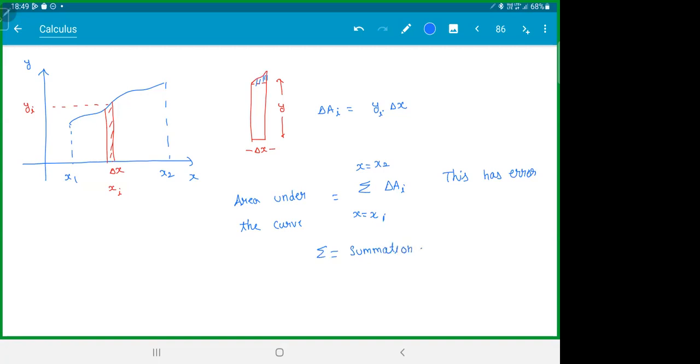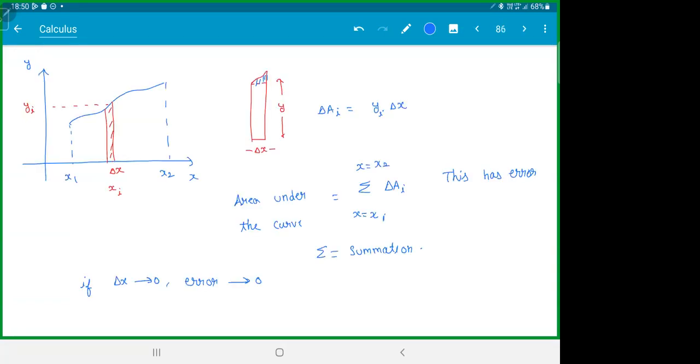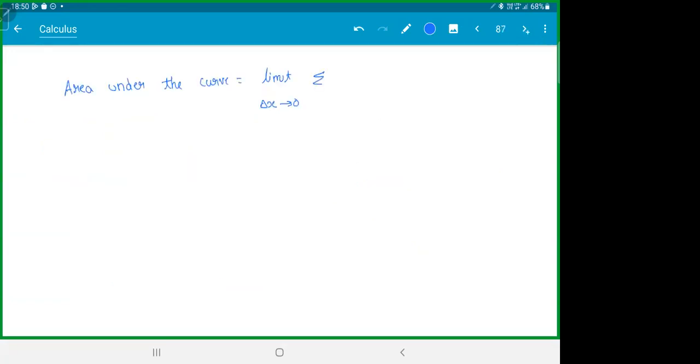So now how to decrease the error? What if delta x tends to 0, then the error also will tend to 0. If you keep those 2 points closer and closer and closer, if you bring them so close, you can assume almost the error also tends to 0. So this is how the actual formula becomes. Area under the curve should be written as limit delta x tends to 0. Meaning, you have taken the rectangle to be so thin, you can almost assume there is no error in that. Sigma from x is equal to x1 to x is equal to x2.